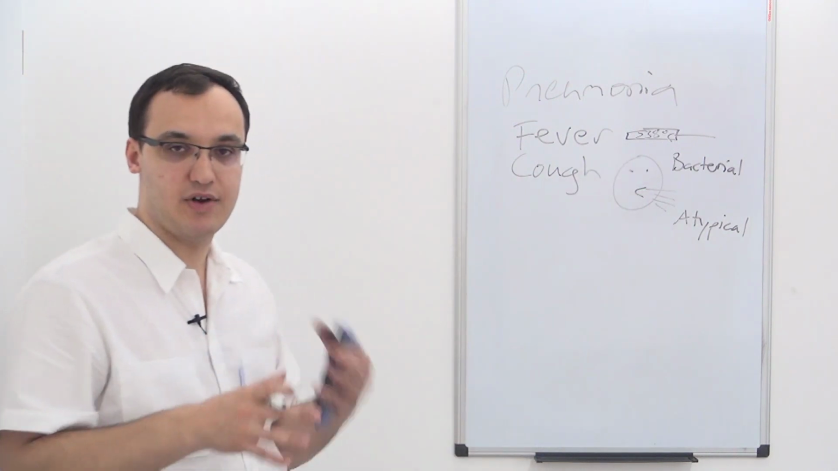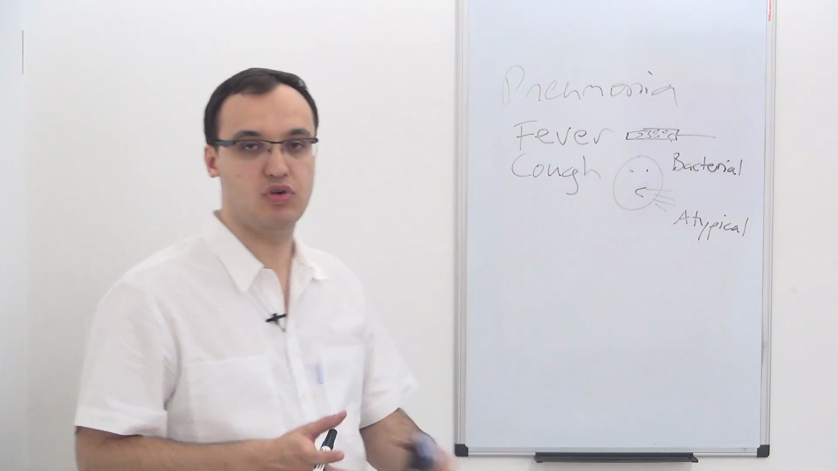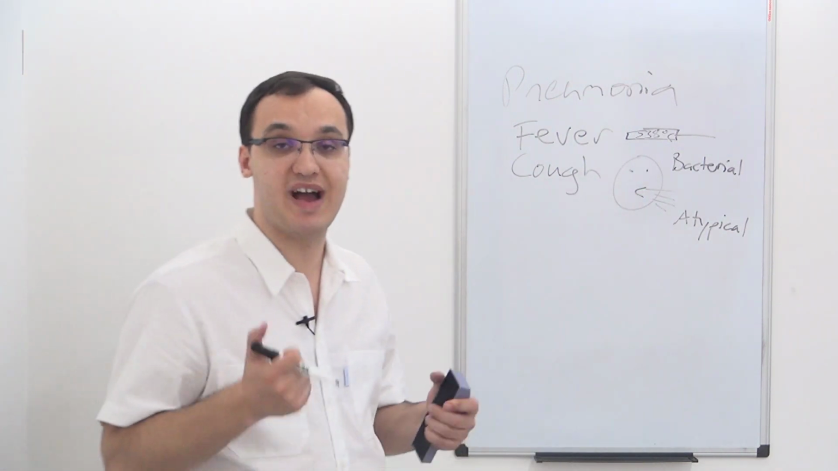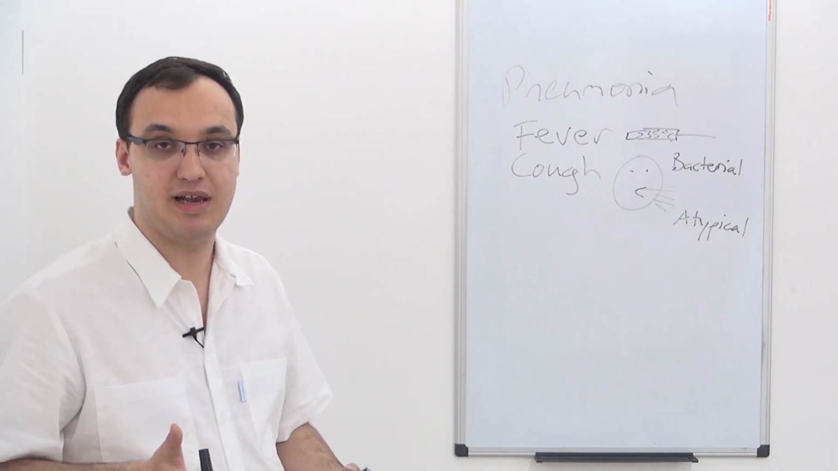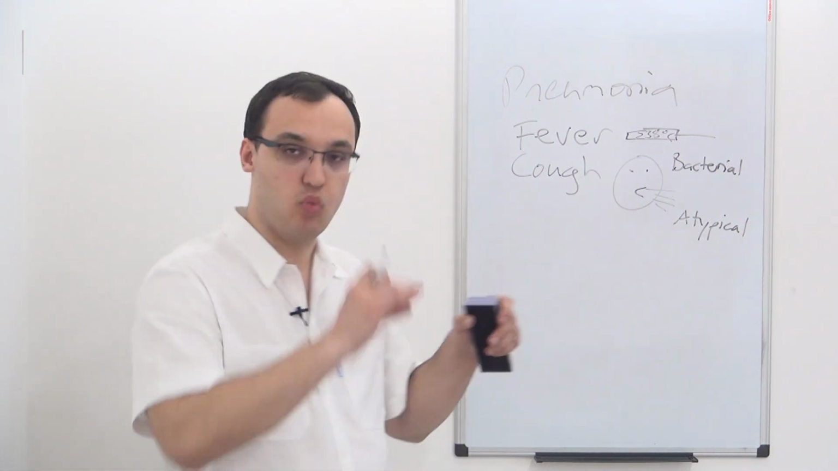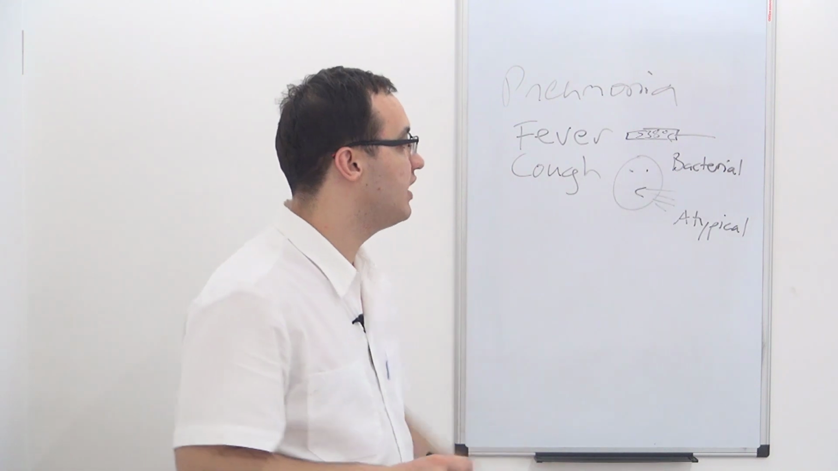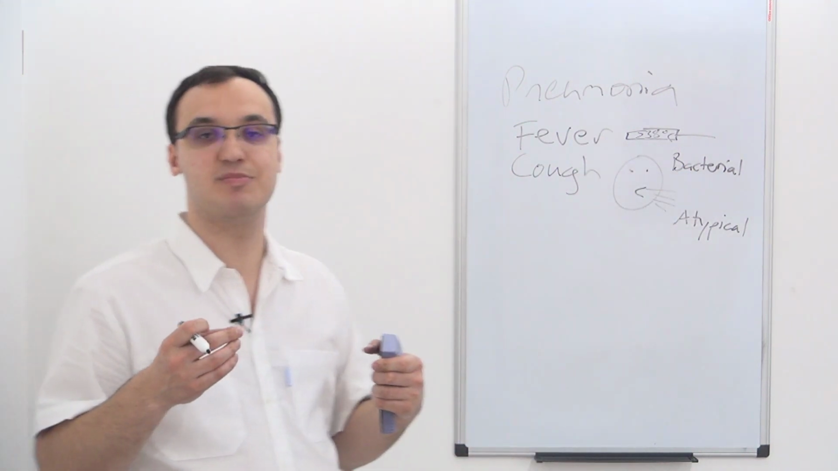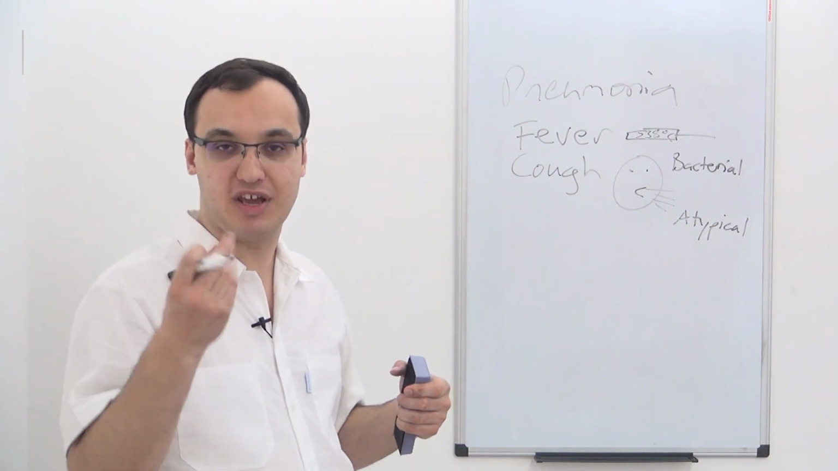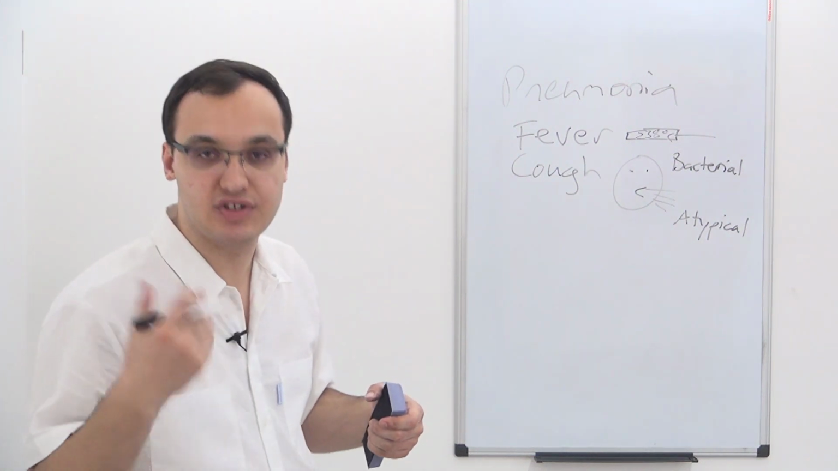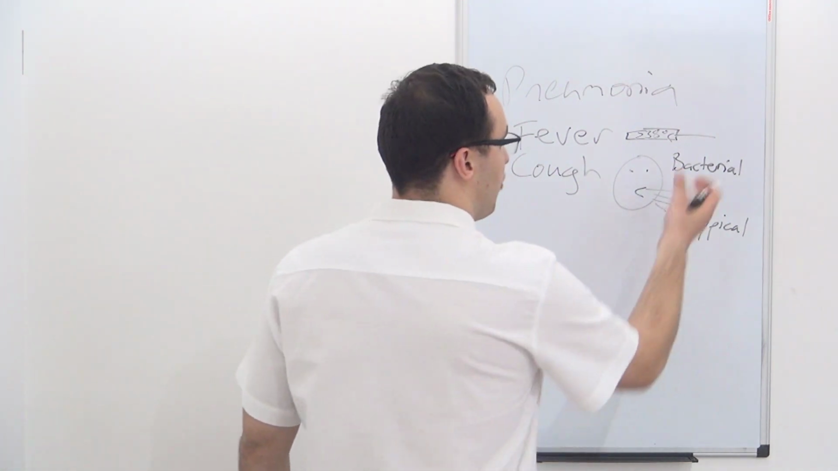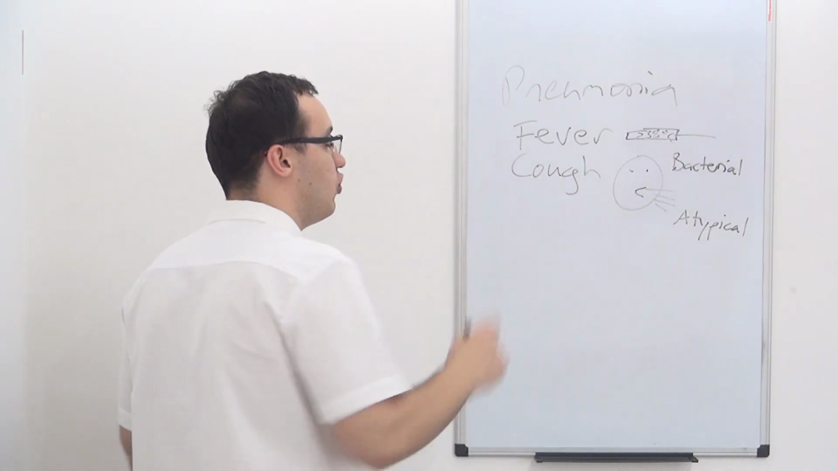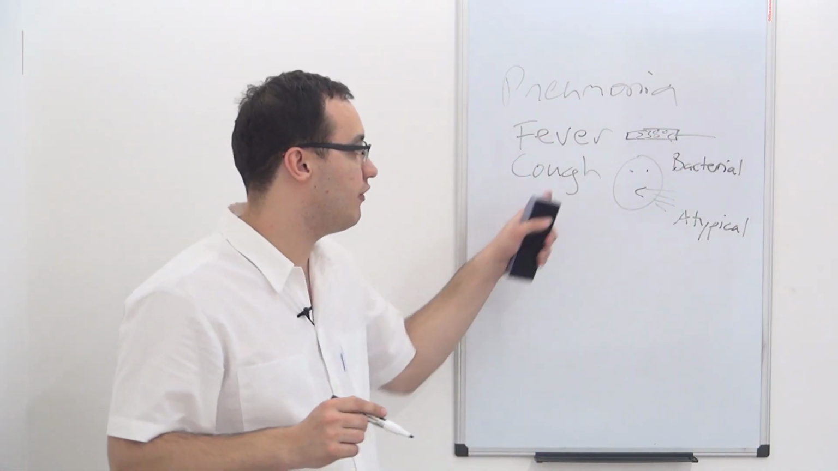So if it's more bacterial, then you give antibiotics. If it's atypical, it's maybe due to a virus, then antibiotics will not help. Atypical is more watery, and bacterial is more mucopurulent, thicker, more yellowish, and so on. So it's more bacteria there. If you remember only two things here, fever and cough, this should be enough.